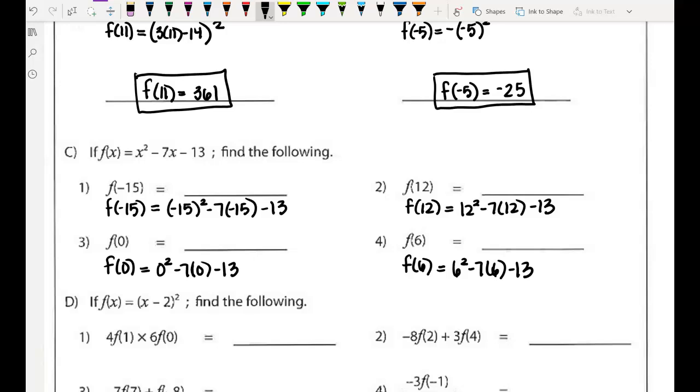All right, so what did we get for f of negative 15? 317. So if we're using those parentheses appropriately, we should get 317. What about f of 12?